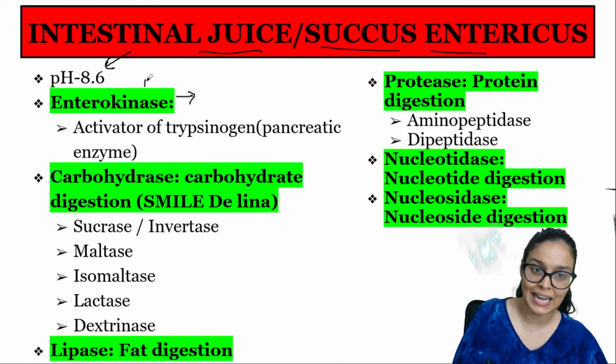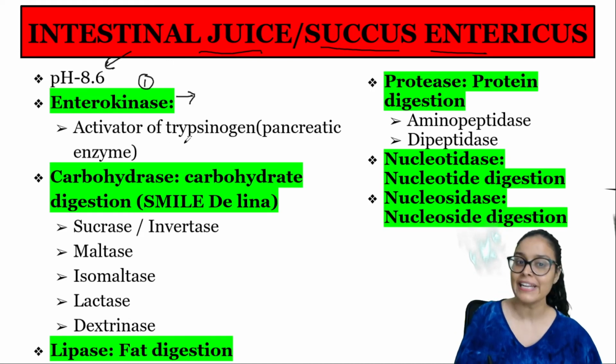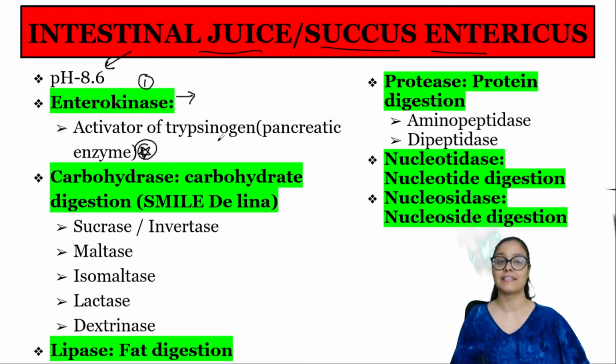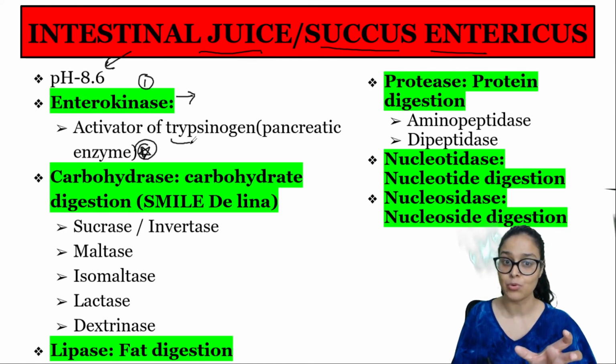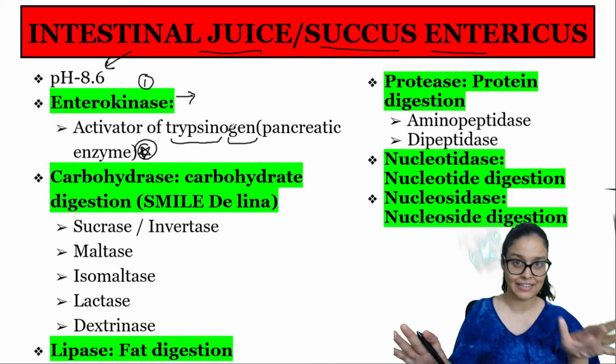So first enzyme is enterokinase. Entero means intestine. Actually, it will activate inactive pancreatic enzyme. So one pancreatic enzyme known as trypsinogen, which is secreted by pancreas in inactive form.